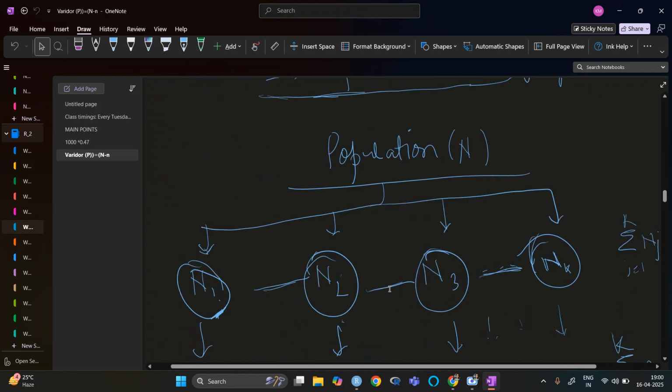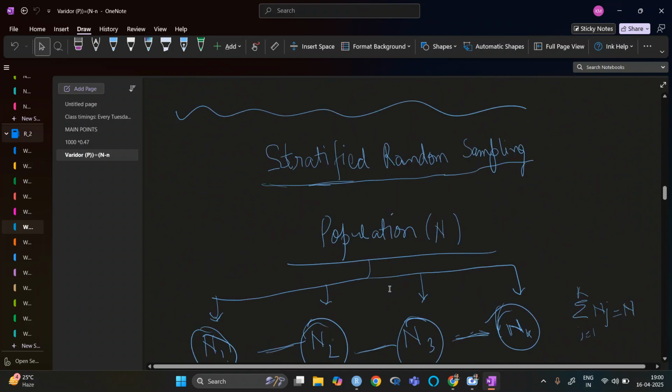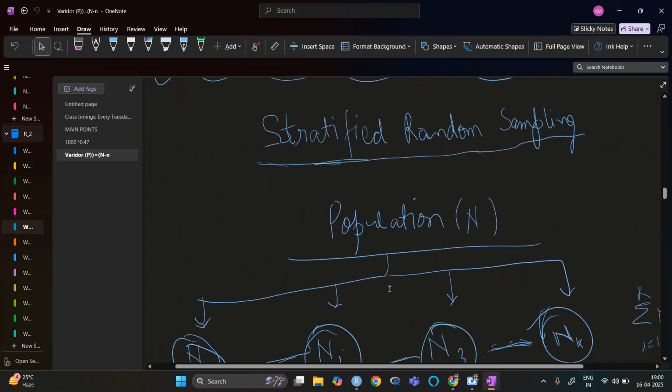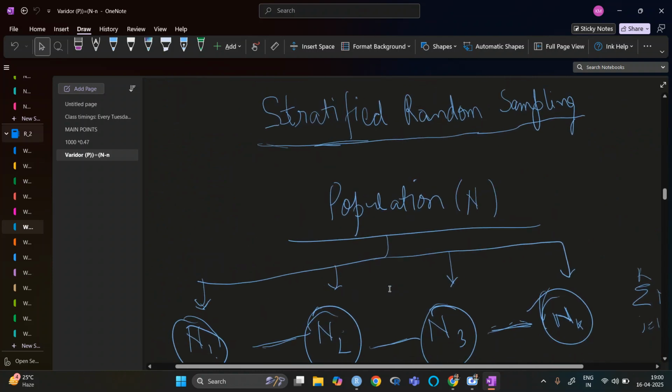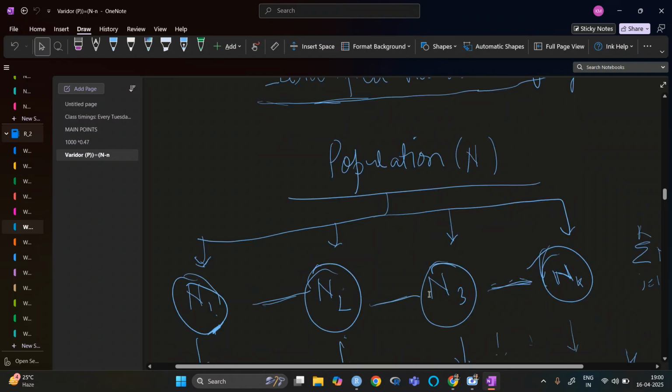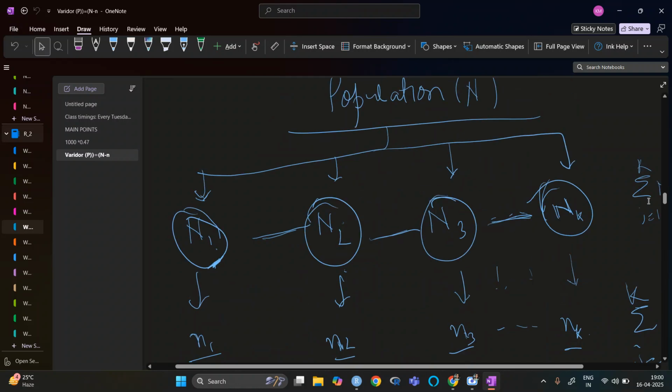The next is stratified random sampling. So till now, in the proportion, we have just divided the population into two. Let's say 40% in one part and 60% in the other, so if p is 0.4, q is 0.6. We just divided it into two. In stratified random sampling, we divide the population into k parts.